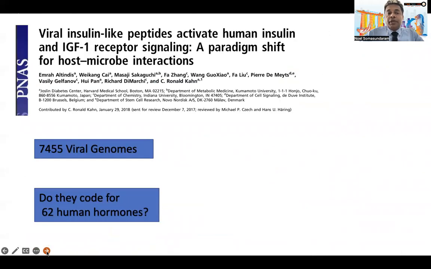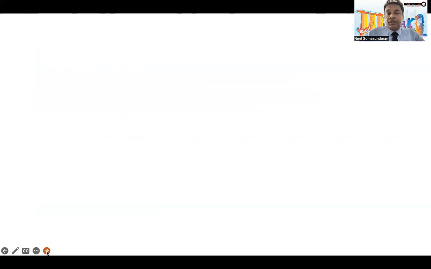In this extensive paper, the authors looked at 7,455 known viral genomes. These are only known viral genomes. There is a vast gamut of genomes that are not studied properly, and there are trillions of viruses in the environment. The authors asked this limited genome database whether they can find molecules similar to the 62 human hormones and adipokine system.